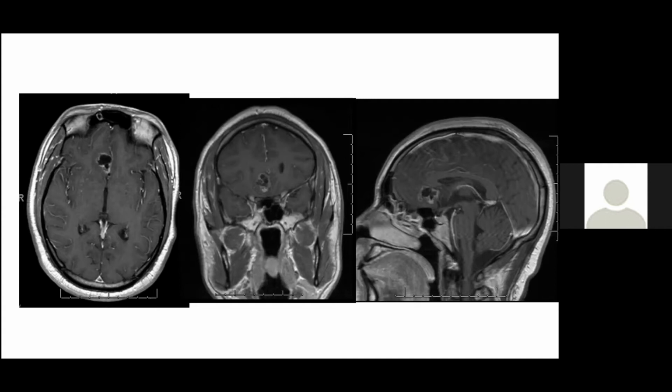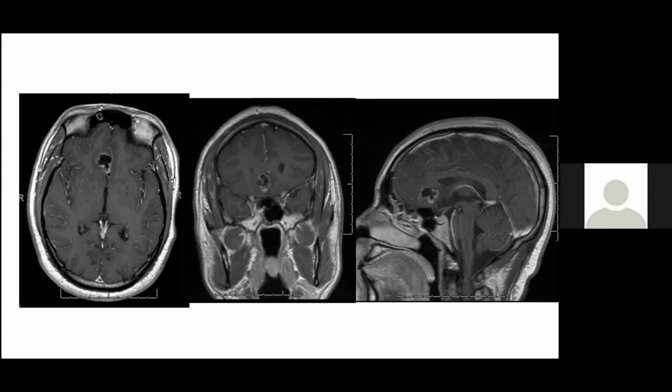Okay. Whenever I see a ring-enhancing lesion in a patient that's not immunocompromised, I automatically say high-grade glioma, metastasis, or abscess. And then how do you distinguish radiographically between those three things, based on the shape and thickness of the enhancement?